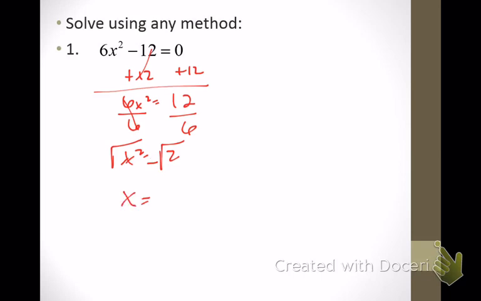And so we get x is equal to plus or minus the square root of 2. Okay, you can square root 2 and get a decimal answer. That's fine for now. All right.